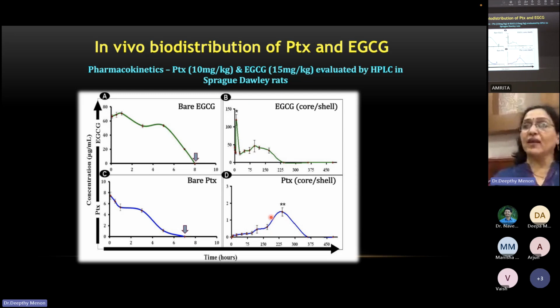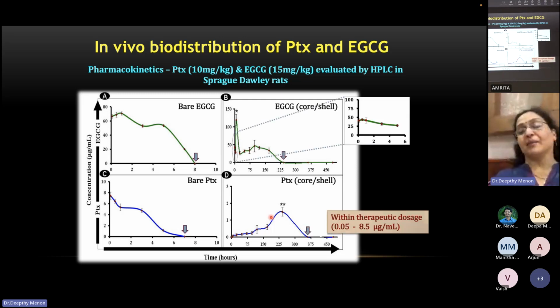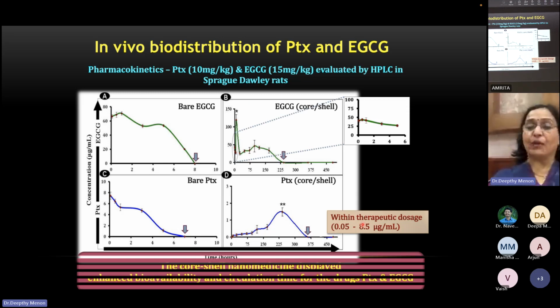So isn't that wonderful? Our thought was to utilize EGCG to sensitize cancer cells towards paclitaxel resistance. So our intention was to deliver this combination for breast cancer therapy, wherein we have to first deliver EGCG and have it sensitize the resistant cells and then deliver paclitaxel. And it worked beautifully. I'm not showing you the data, but the most important thing was that the drug release was within the therapeutic window.